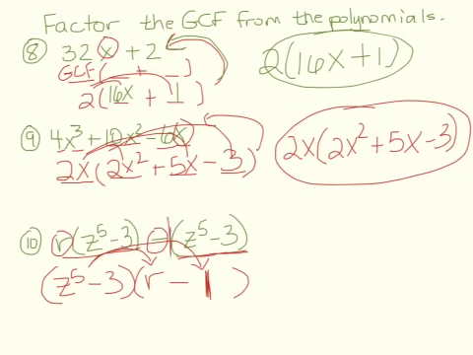Remember, there's really a 1 in front of that parentheses. So this one factored out is z to the 5th minus 3 times r minus 1.